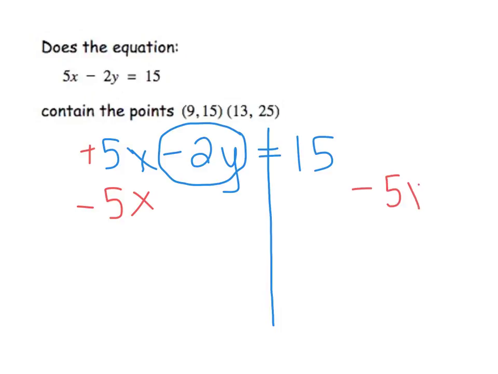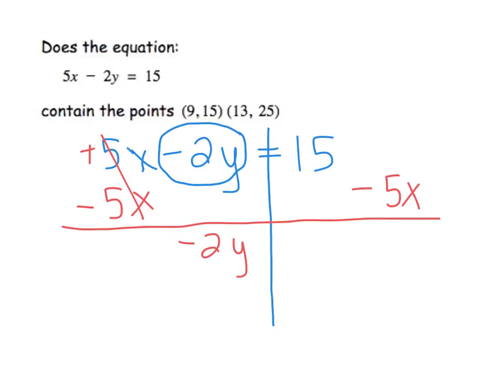I'm going to put it over to the side because the 15 does not have an x. They're not like terms. So I'm going to bring down my negative 2y equals my 15 comes straight down, and my negative 5x comes straight down. Okay, so now my y is alone on the left side, but it's being multiplied by negative 2.